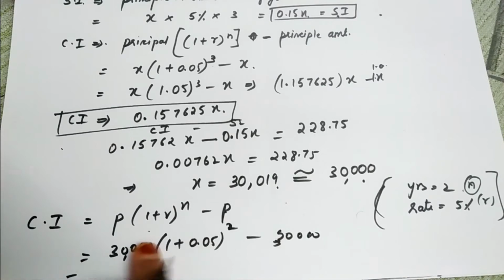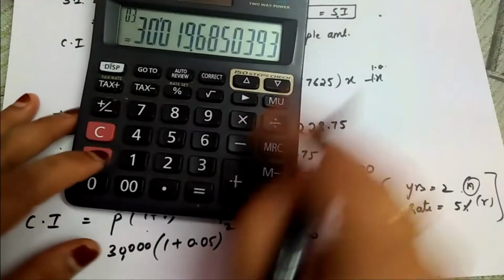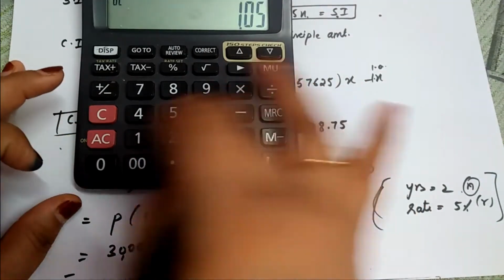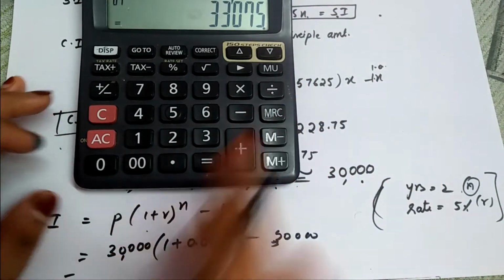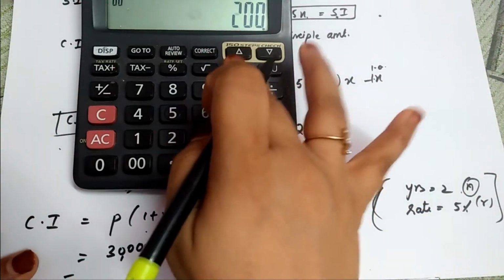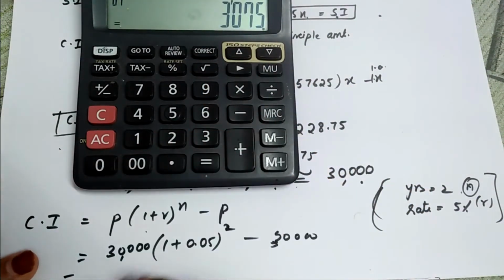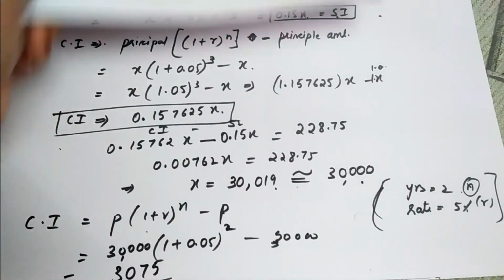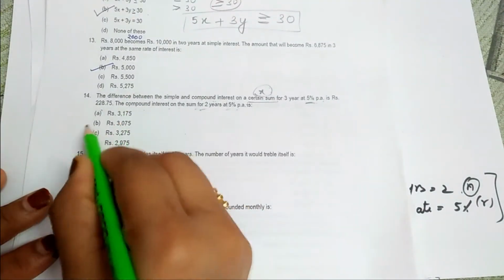Okay, now so we will be multiplying this 1.05 into 1.05 into 30,000. It's 33,000 change, and minus 30,000, here itself we got 3,075. So our answer here is this.